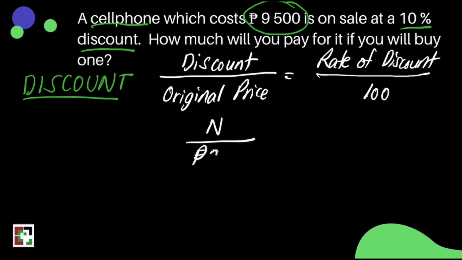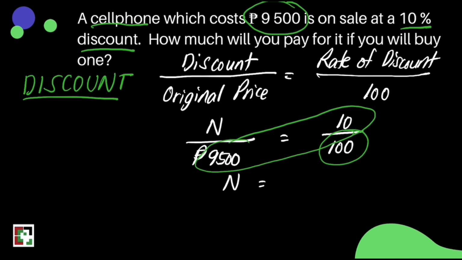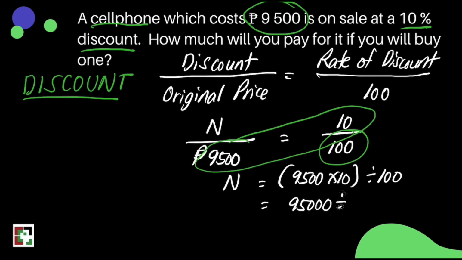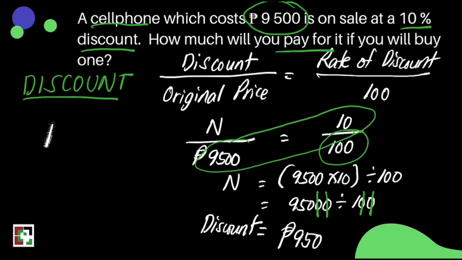Our n here is the discount over 9,500 pesos is equal to 10 over 100. How to get the value of n? Just do cross multiplication. That's 9,500 times 10 divided by 100. That will give us 95,000 divided by 100. We just cancel the 4 zeros there. What we have is 950 divided by 1. That gives us 950 pesos. That is our discount. It means this is what we save.